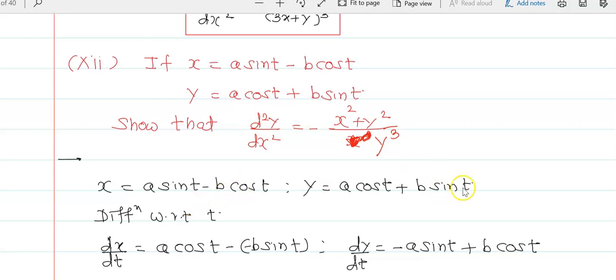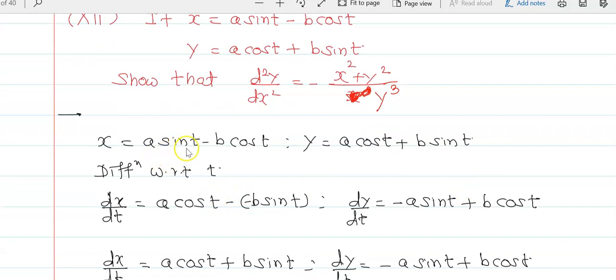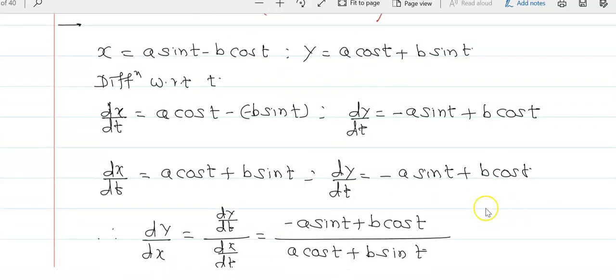Now we have x is equals to a sin t minus b cos t, y is equals to a cos t plus b sin t. Dx upon dt is equals to a cos t minus in bracket minus b sin t. Dx by dt is a cos t plus b sin t. Dy by dt is equals to minus a sin t plus b cos t. It's a derivative, normal derivative.